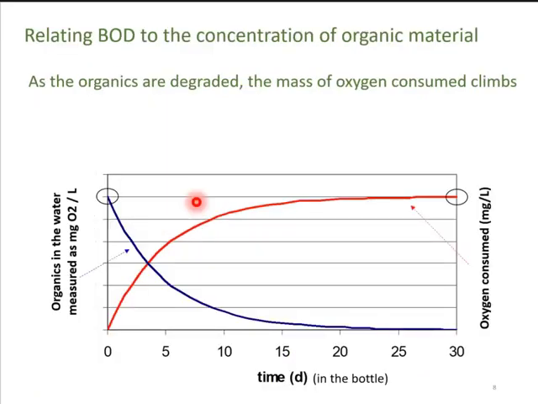Now, in the bottle, as the organics are degraded, the bacteria use more and more oxygen. When all the organics are gone, the oxygen consumption stops. And so you can see that, in fact, the initial organic concentration measured as milligrams of oxygen per liter is the same as the BODU. Now this allows us to do some math.